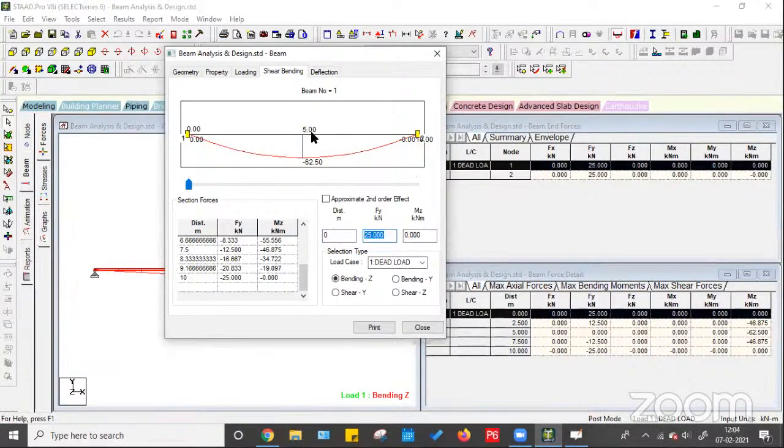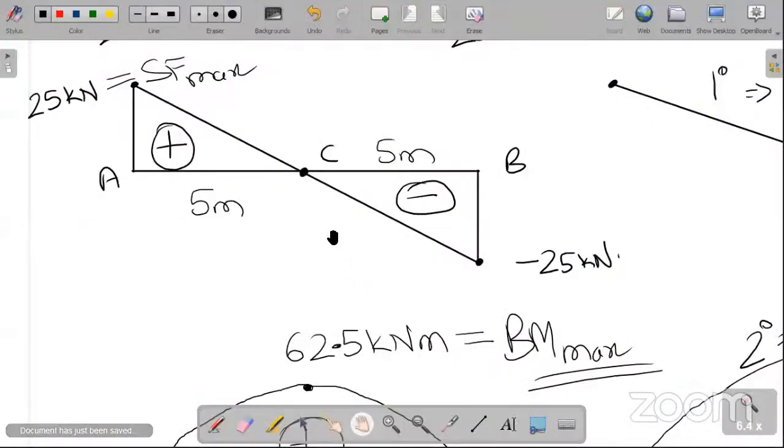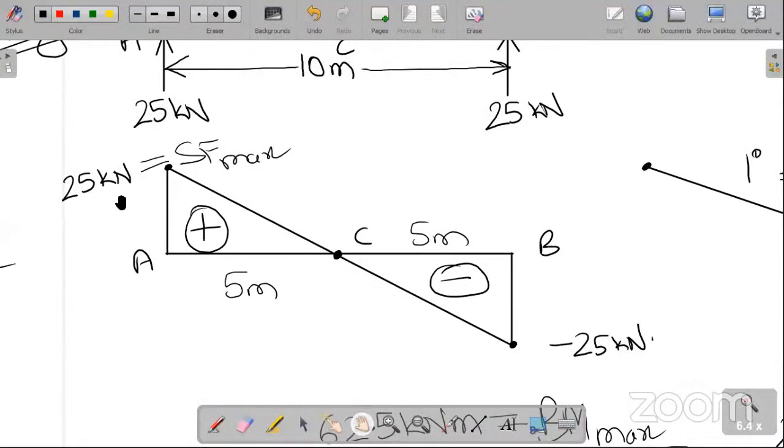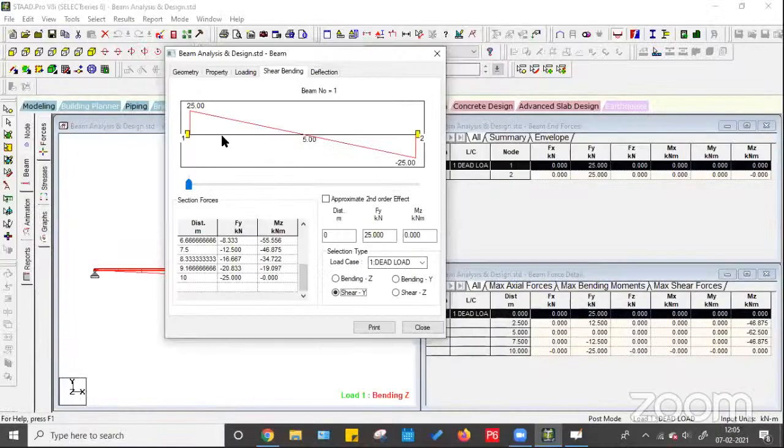If you want to see the shear force diagram, just change from here. Right now, it is showing you bending Z. Change it to shear Y if you want to see the shear force diagram. And this is your shear force diagram, exactly what we had here. 25 minus 25, this is 0. So that's the shear force diagram.